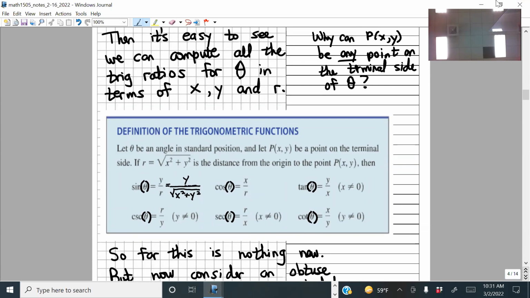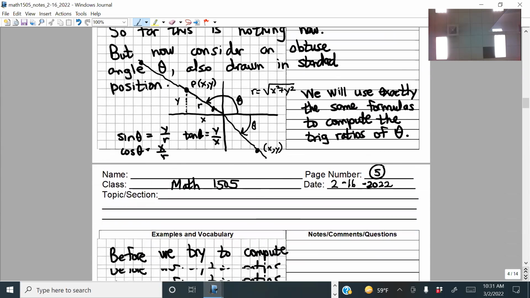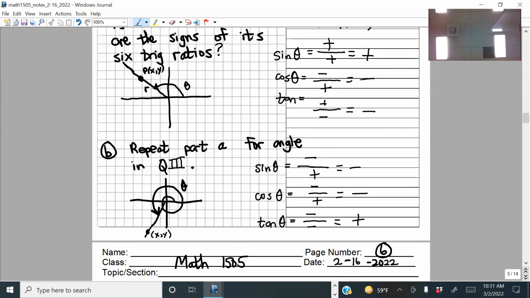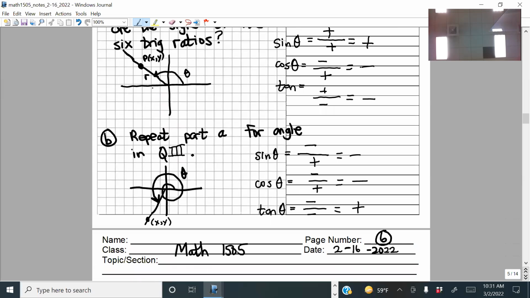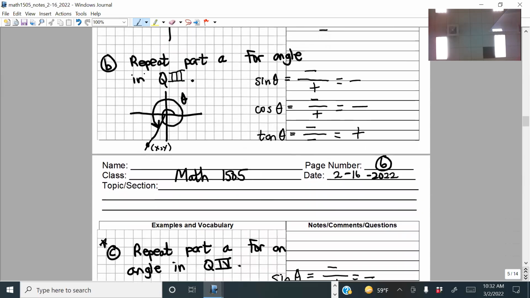Now the problem with this method, remember, is that it's a little bit clumsy, because you have to be able to pick a point off of the terminal side of the angle. You have to draw the angle, pick a point off of the terminal side, and then do the calculations. The calculations are not that difficult, but picking the point off of the terminal side of the angle is the tricky part. That's not always easy to do.